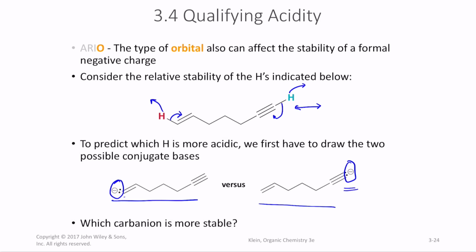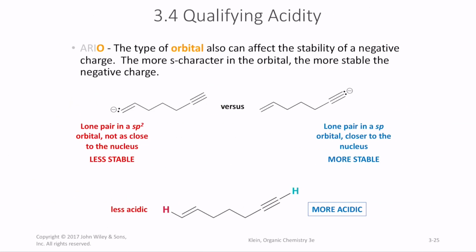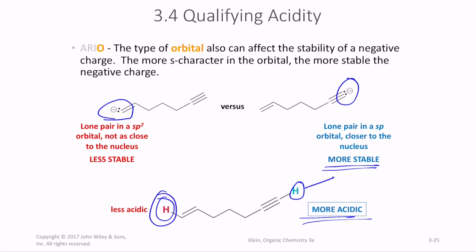Carbanions are generally more stable when they have an sp orbital than an sp2 orbital. The lone pair here is on sp2, here the lone pair is on sp. Because sp is more stable, it ends up being more acidic, and it always ends up losing this proton rather than this proton. So the likelihood of this proton being lost is higher than the likelihood of losing the other proton. This is how we can use orbitals to justify the stability of the compound.